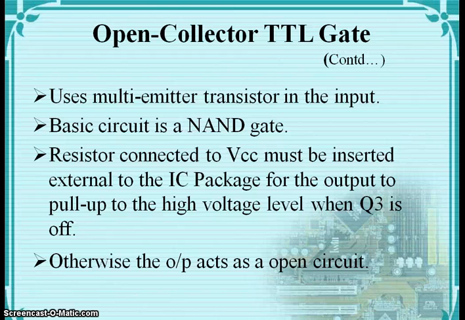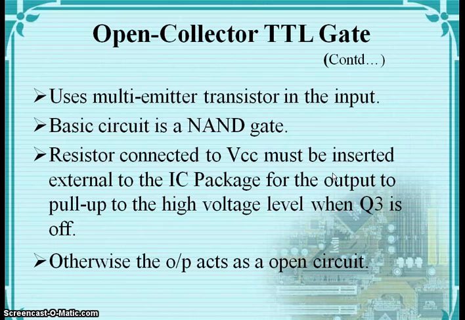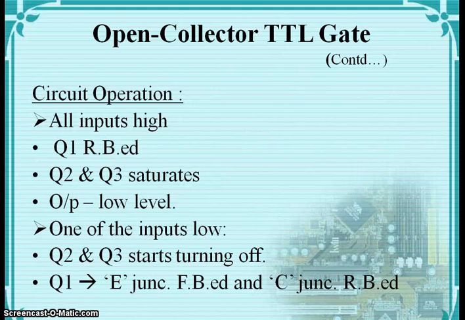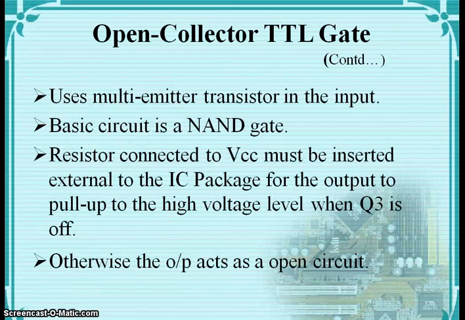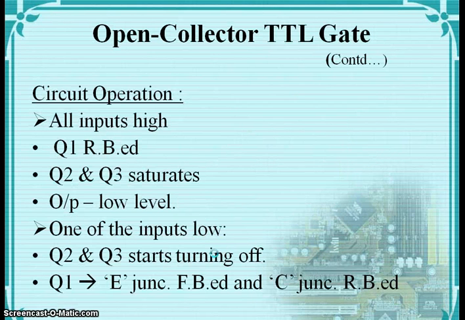Resistor connected to VCC must be inserted external to the package for the output to pull up to the high voltage level when Q3 is off. Otherwise, the output acts as an open circuit. When all the inputs are high, the transistor Q1 is reverse biased and Q2 and Q3 are saturated. So the output is low level.